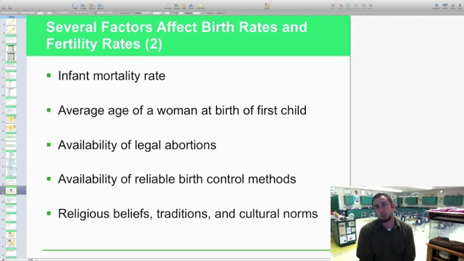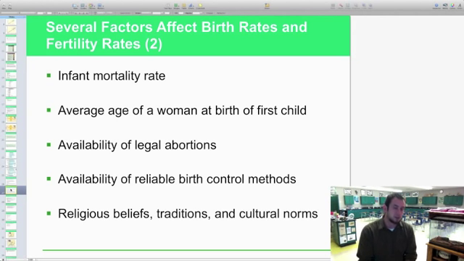With better medicines and better health care, our infant mortality rate goes down, which is a good thing as far as babies surviving. Average age of women at birth of first child: they say the earlier women have children, the more children they tend to have. Availability of legal abortions obviously has an impact on birth rates, and so does the availability of reliable birth control methods. The more available we make those, maybe the fewer births we see actually come full circle.